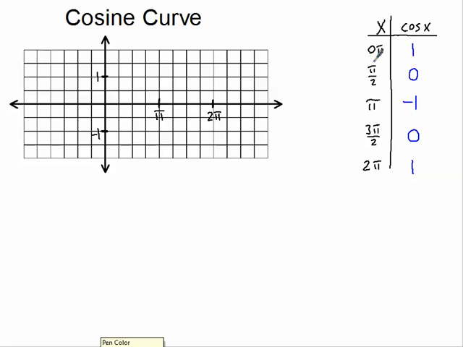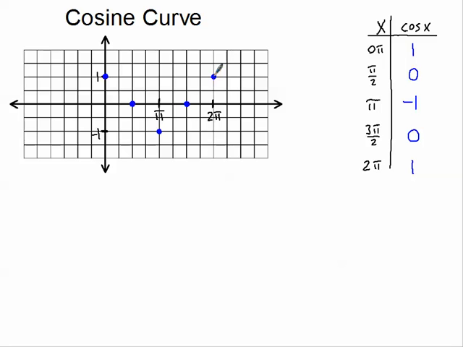Okay, so let's plot these points. 0 pi and then 1. So 0 pi, the cosine curve starts all the way up here. Pi over 2, 0, that's 2 tick marks over, and then a 0. Pi, -1, that's 2 more tick marks, and then down 1. 3 pi over 2, 0, 2 more tick marks, and then 0. And 2 pi, 1, that's 2 more tick marks, and back up to a 1.